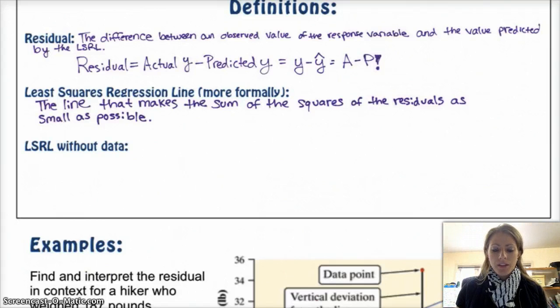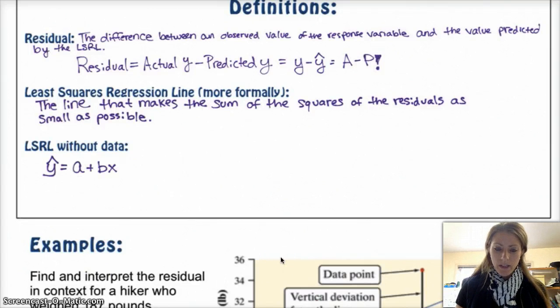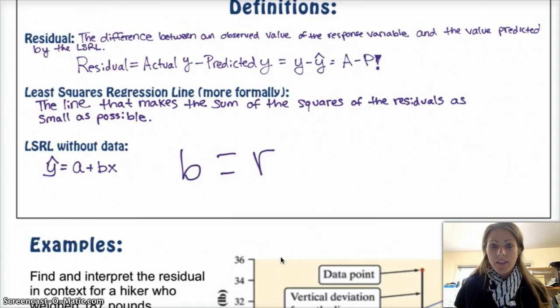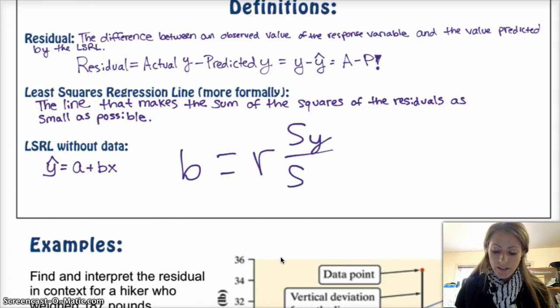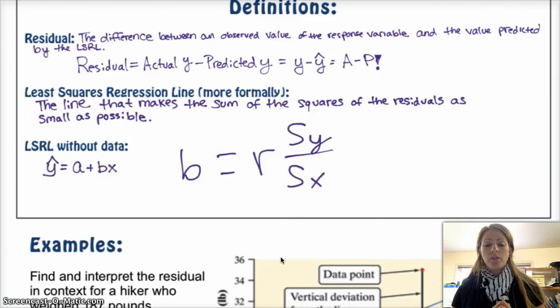So the least squares regression line without data. Say, for example, you have a least squares regression line of the form y hat equals a plus bx. B in this case, which is the slope, is actually equal to, here's the crazy part, r, the correlation coefficient, times the standard deviation of y divided by the standard deviation of the x's. So s sub y over s sub x. So if you were to have the standard deviation of the y values and the standard deviation of the x values, and the correlation coefficient r, you could find the slope of the least squares regression line.